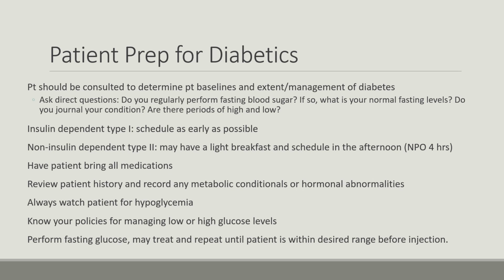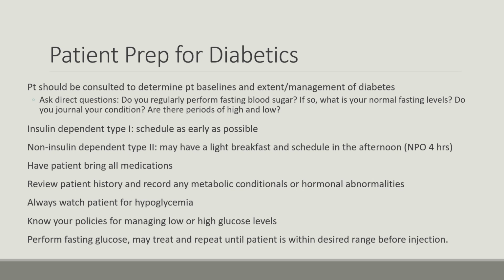Review patient history very carefully and record any metabolic conditions or hormonal abnormalities that the patient knows about. Always watch the patient for hypo or hyperglycemia, and know your department's policies for managing low and high glucose levels. Typically, if the patient has a little bit low blood sugar, it's still okay to give the FDG because you're giving them sugar. Theoretically, you're helping them. But if their blood sugar is too high or unstable to start, then it may be contraindicated. You may need to reschedule them.